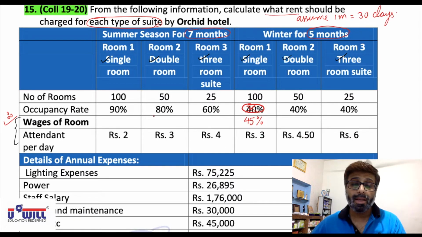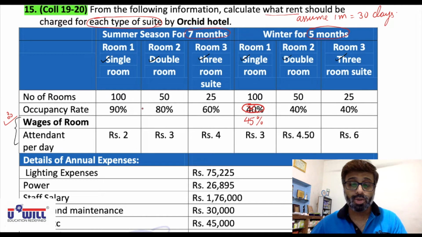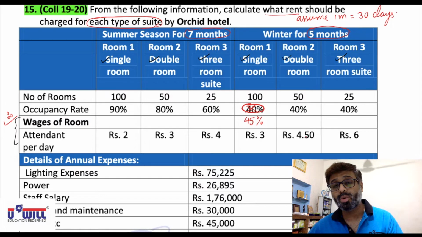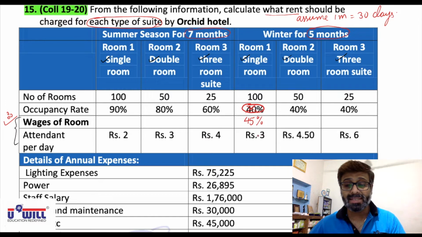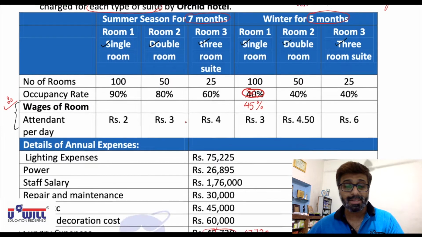Quite obviously, the occupancy goes down. So he will charge more per day because the wages of room attendant are variable expenses. The more days the rooms go on rent, the more work the attendant will get, the more will be his wages. So here, since the occupancy goes down, his wage rate has to increase to compensate him for the cost of living. So instead of 2 rupees, 3, instead of 3, 4.5, instead of 4, 6. Anyway, let's not go into the rationale of paying more. In summer, the rate is 2, 3 and 4. In winter, the rate is 3, 4.5 and 6.